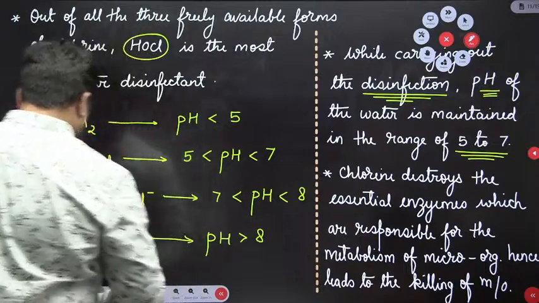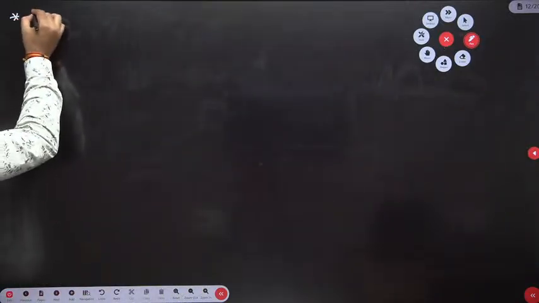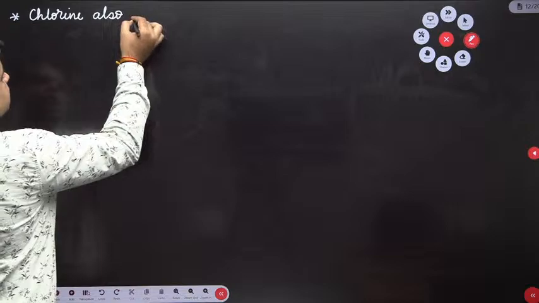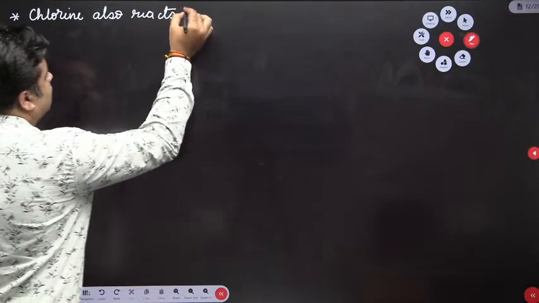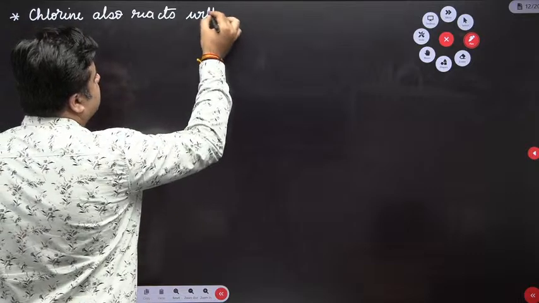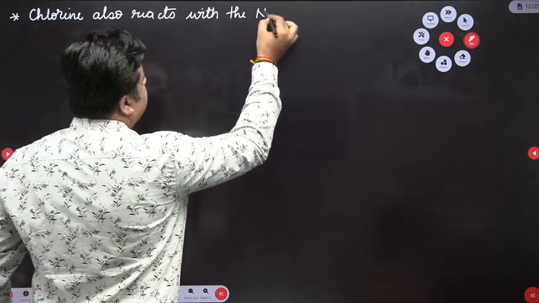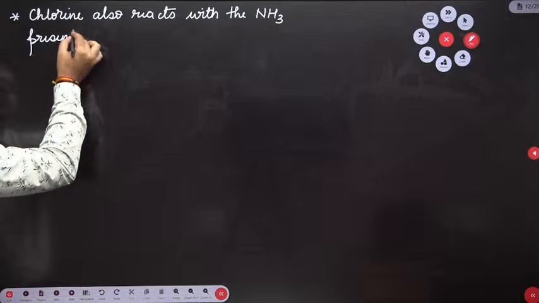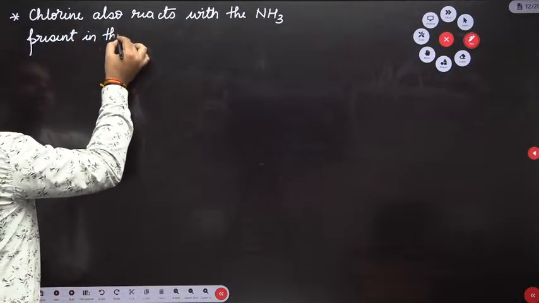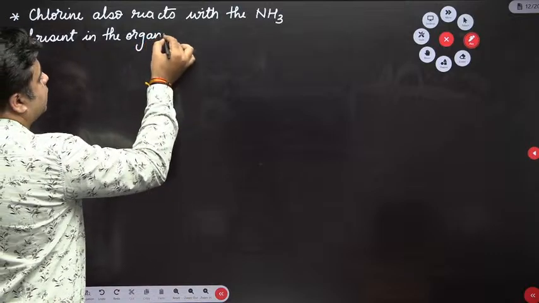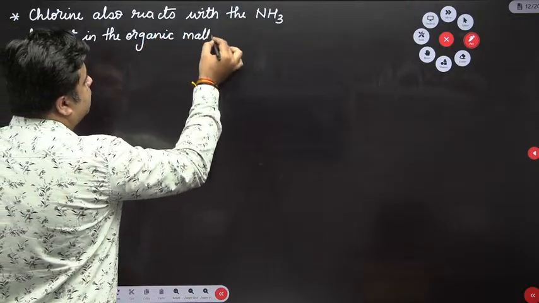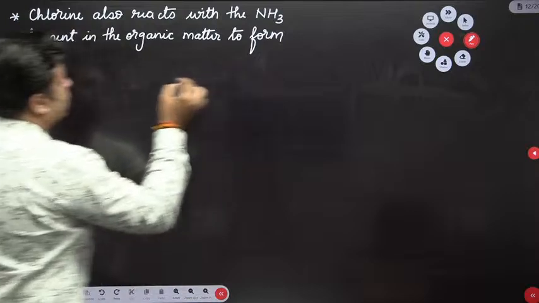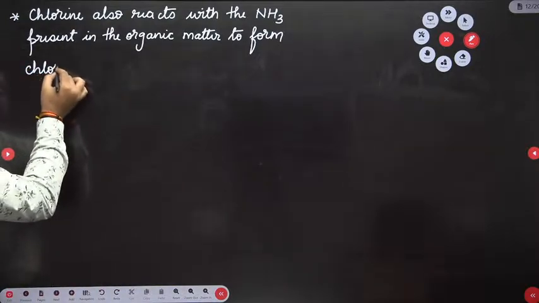So chlorine also reacts with the ammonia present in the organic matter to form chloramines.